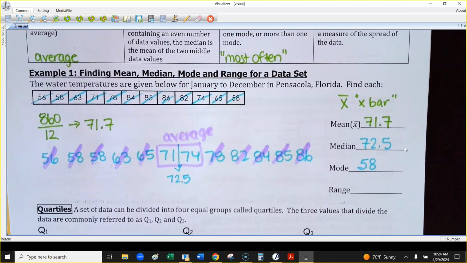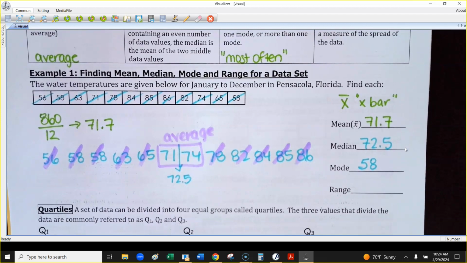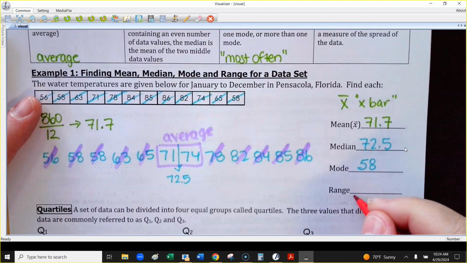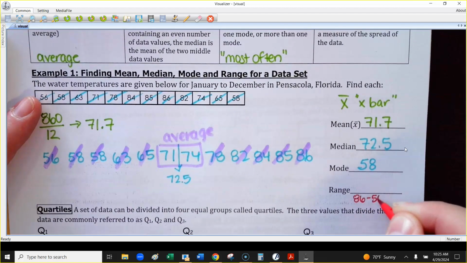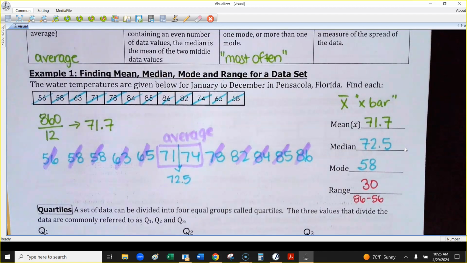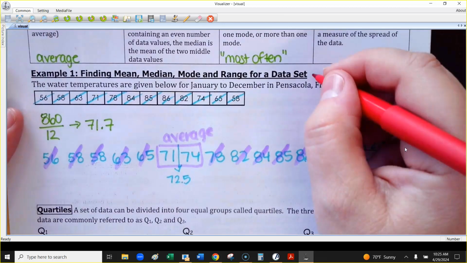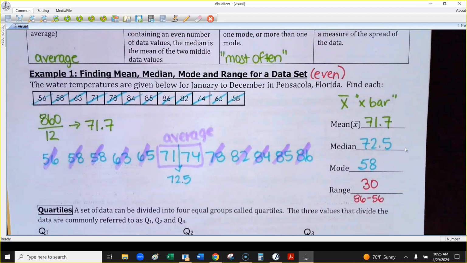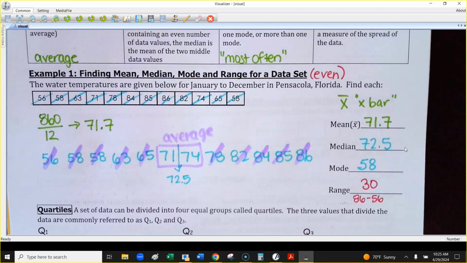Now, all you have to do for the range is 86 minus 56. It's just the biggest data value minus the smallest data value. So the range of all these different temperatures would be 30 degrees. Okay, now this right here, I'm just going to make a note of this, and this is going to become important in a second, but there are an even number of data values here.